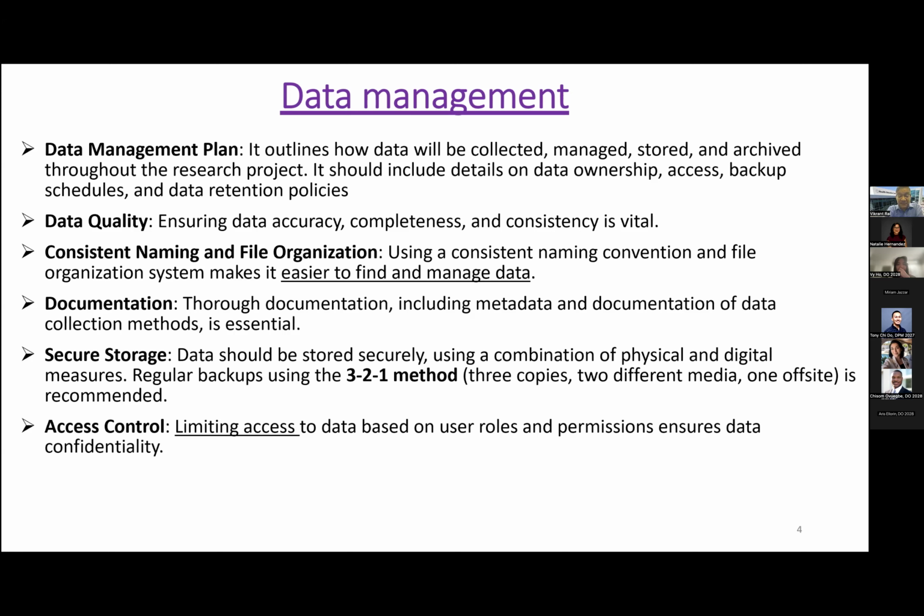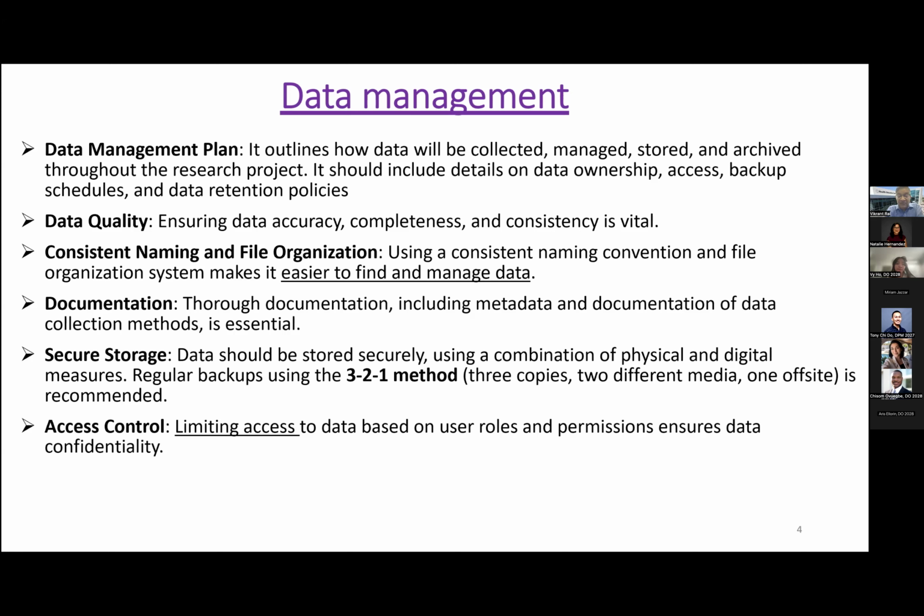Next thing is consistent naming and file organization. This is very important, because if we are collecting a lot of data or tons of the data, that means we should organize it properly. Otherwise, it will be a problem when we will be analyzing the data at a later time point, or maybe after 3 months, 4 months, 5 months, then it will be tough to look at what data we collected. So whenever we are collecting the data, it should be properly named, organized in different files, either year-wise or month-wise or day-wise, depending on the project. Proper naming should be there on each and every file.